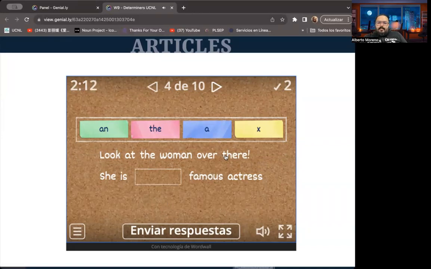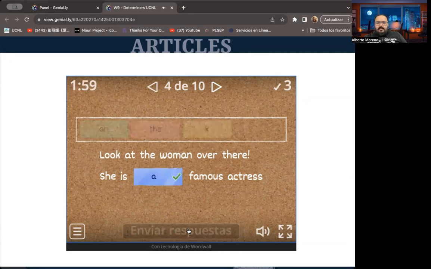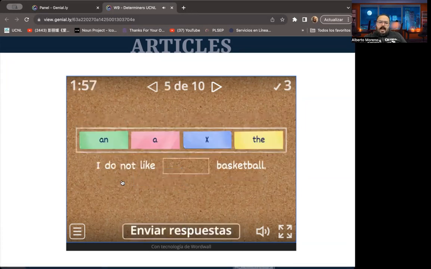Then it says, look at the woman over there. She is famous actress. An, the, a, or nothing? A famous actress. Okay, very good. Next, I do not like basketball.